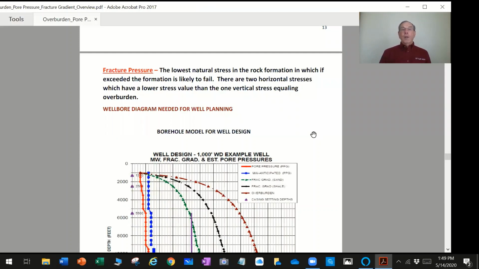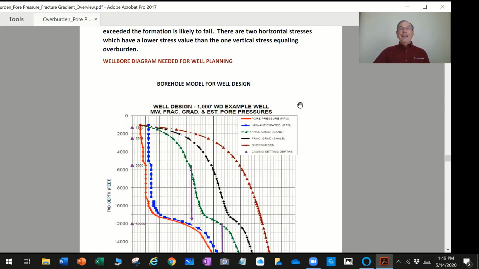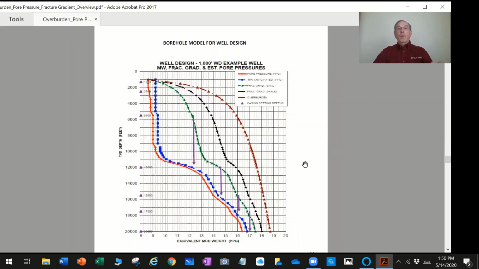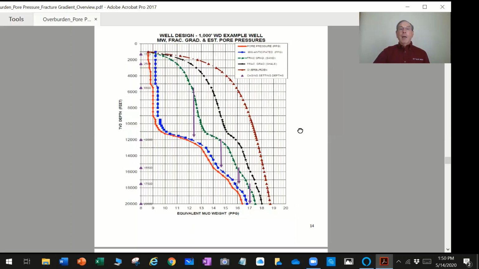Now, fracture pressure is the lowest natural stress in the rock formation, which, if exceeded, the formation is likely to fail. There are two horizontal stresses which have a lower stress value than the one vertical stress, which equals overburden. So we need to know fracture pressure so that we can complete a wellbore fracture gradient model for our well. This is very critical. We use this model to do our well design from. You don't start doing a well design until you have an understanding of your drilling environment.